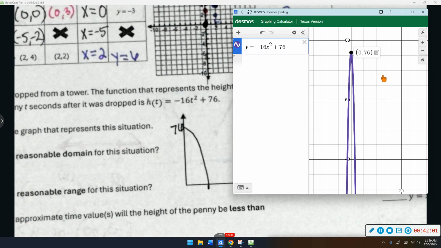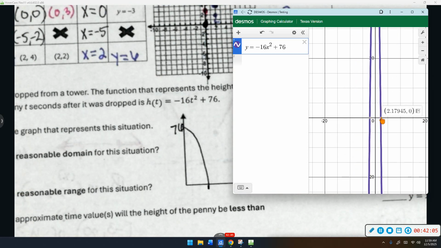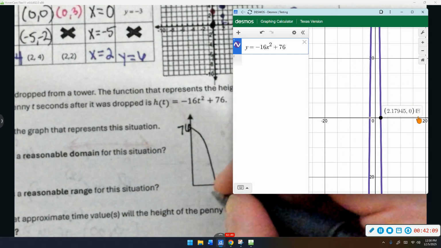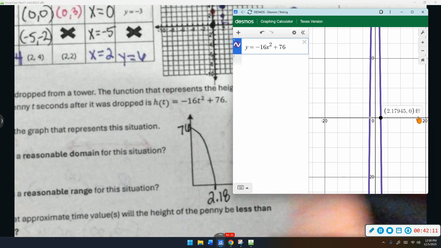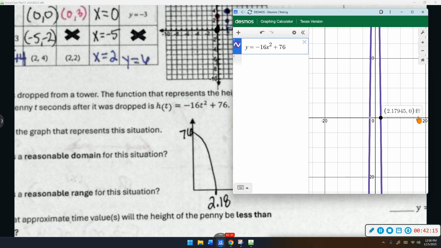Okay. And where does it hit the ground? What's the time it hits the ground? Let's see. 2.18. There's my sketch. Isn't it so accurate? Isn't it so great? Thank you.